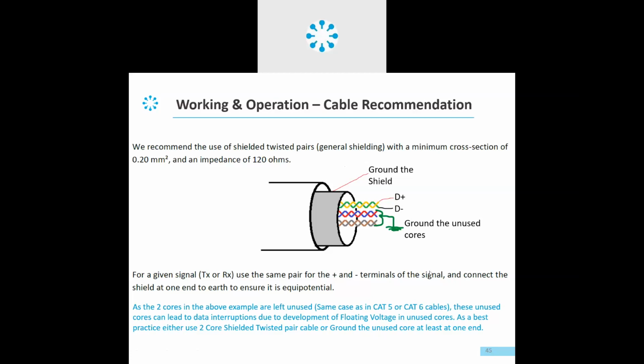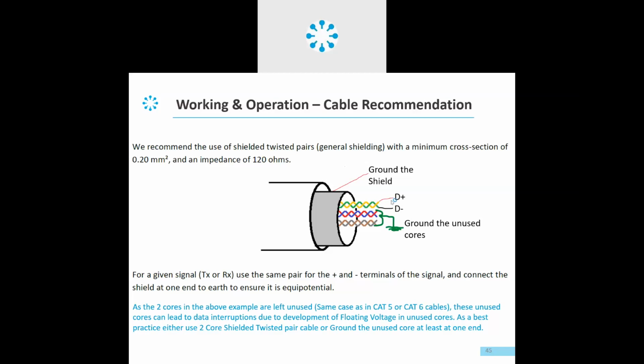They should not be left idle or open at any of the sites, even if they are unused, because these cables can be a good source to create floating voltage and back EMF or electromagnetic induction even within the shield, and can hamper the data quality.